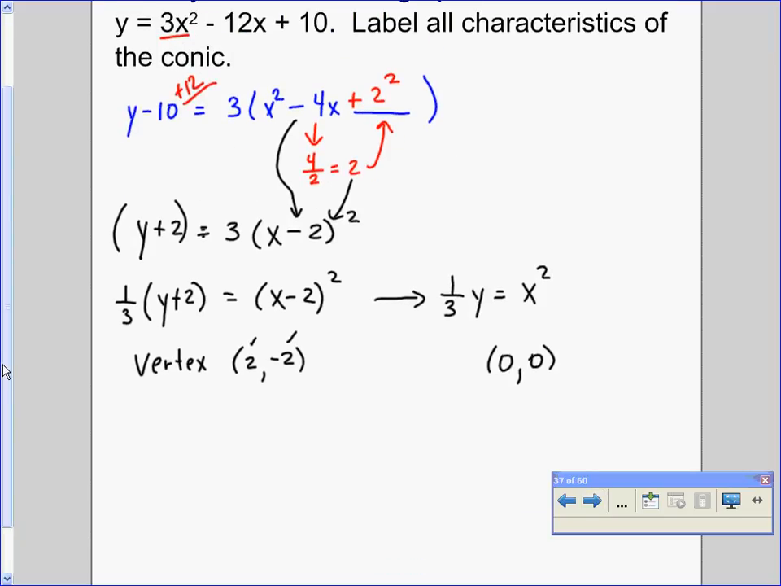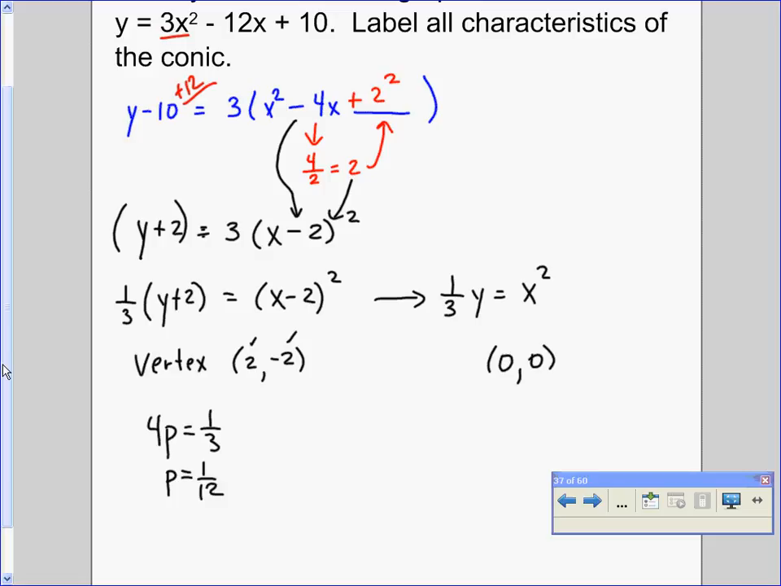And then the next thing you want to do is figure out what your p-value is. So if you're figuring out your p-value, you're going to say 4p is equal to 1/3, not the 3 that I had initially, and that's because you want to isolate your quadratic term when you're dealing with the parabolas. That's going to give us that p is equal to 1/12.